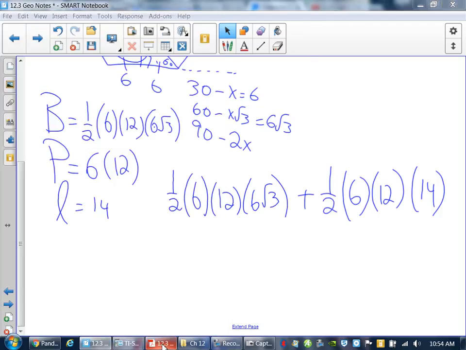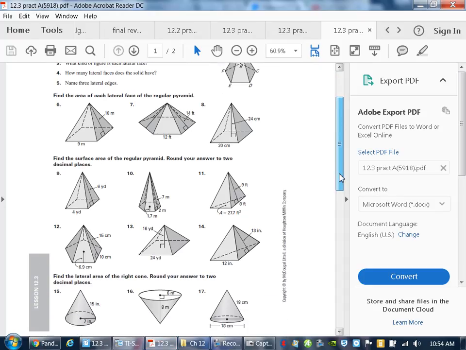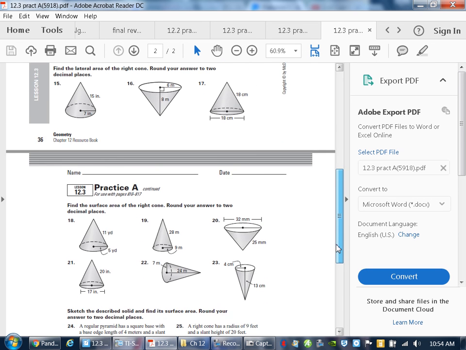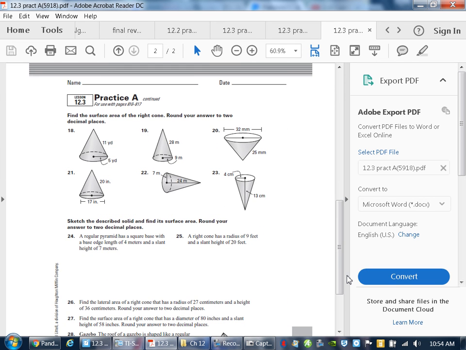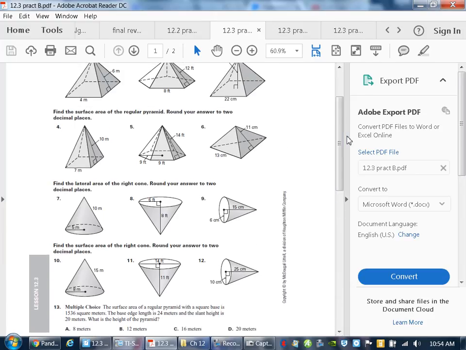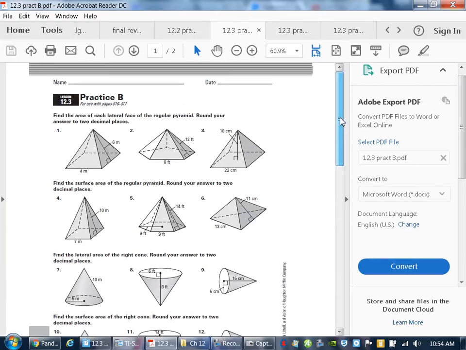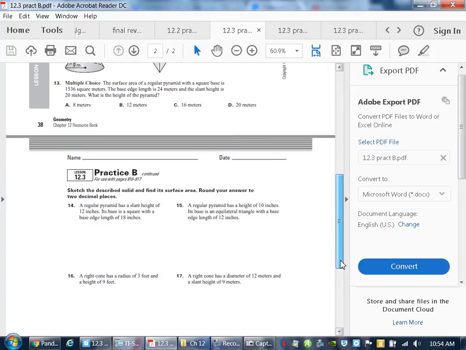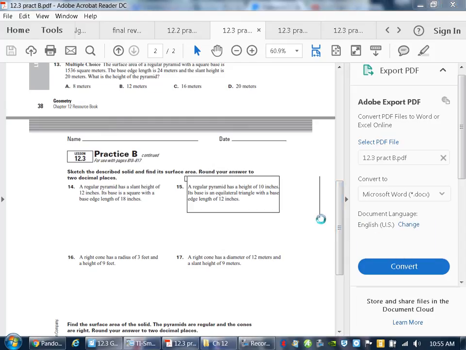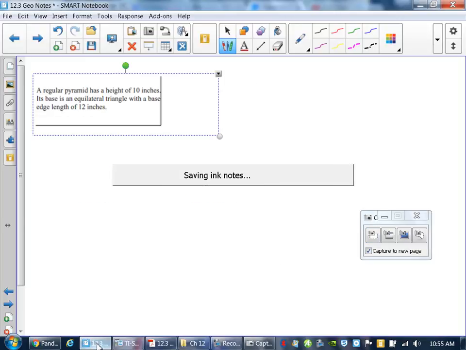Let me show you the difficult one then. The goofiest one that I can think of.